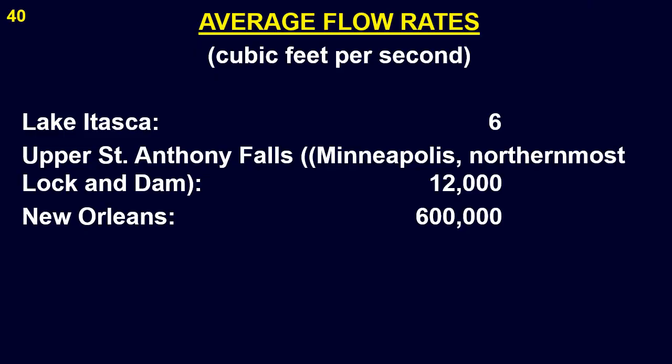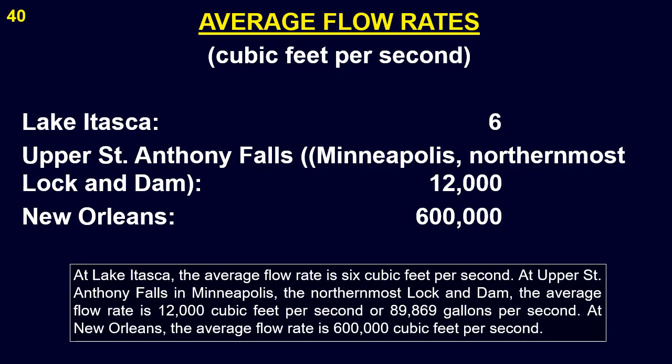At Lake Itasca, the average flow rate is 6 cubic feet per second. At Upper St. Anthony Falls in Minneapolis, the northernmost lock and dam, the average flow rate is 12,000 cubic feet per second, or 89,869 gallons per second. At New Orleans, the average flow rate is 600,000 cubic feet per second.